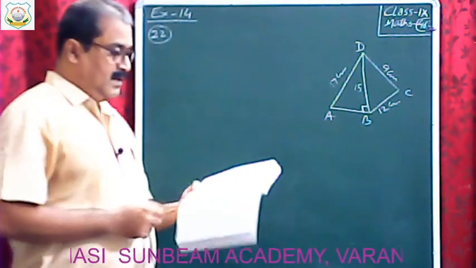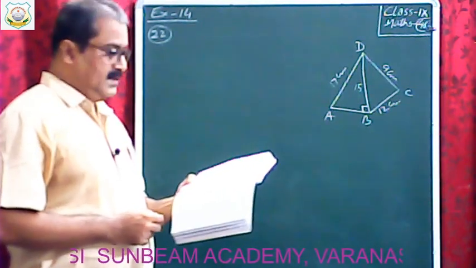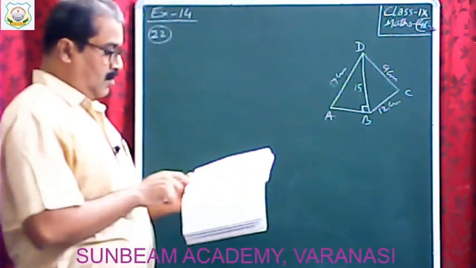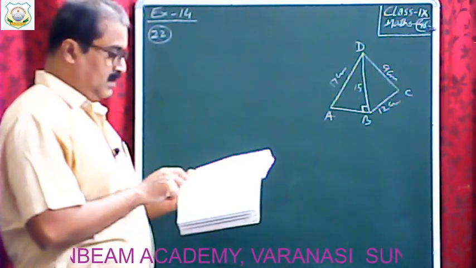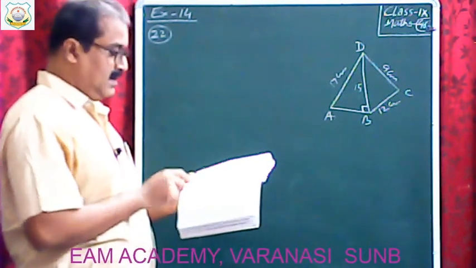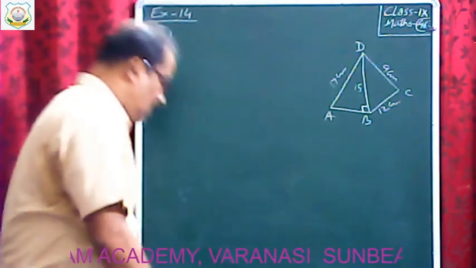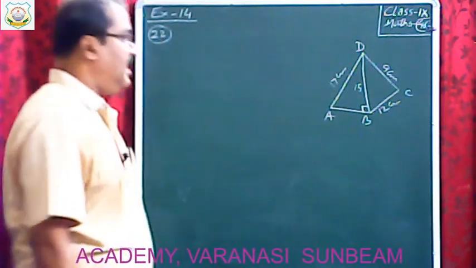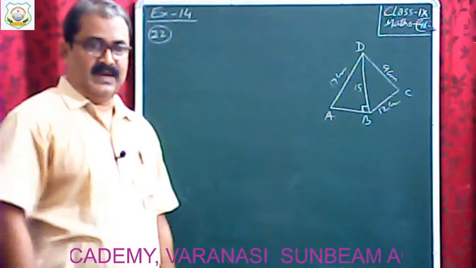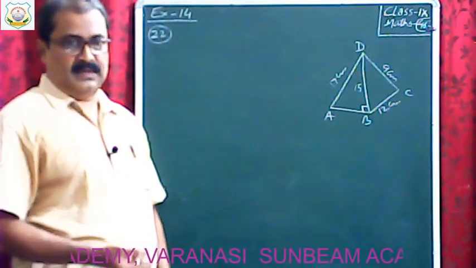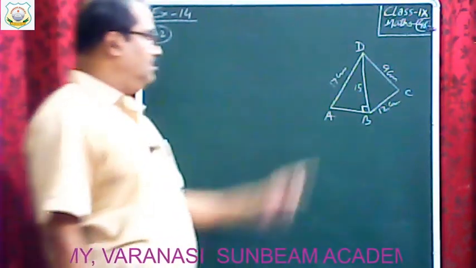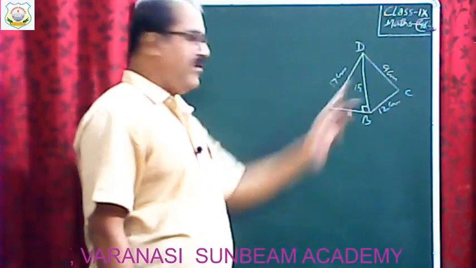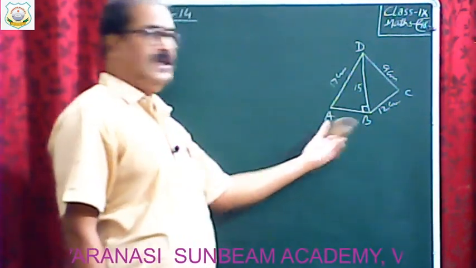Sides are given. Angle ABD equal to 90 degrees. AD equal to 17, BD equal to 15, BC equal to 12 and CD equal to 9 centimeters. What we have to do, we have to find area and perimeter of the given quadrilateral. Perimeter means length of boundary, the sum of all four sides of the quadrilateral. So, three sides we have, we have to find the missing side AB.